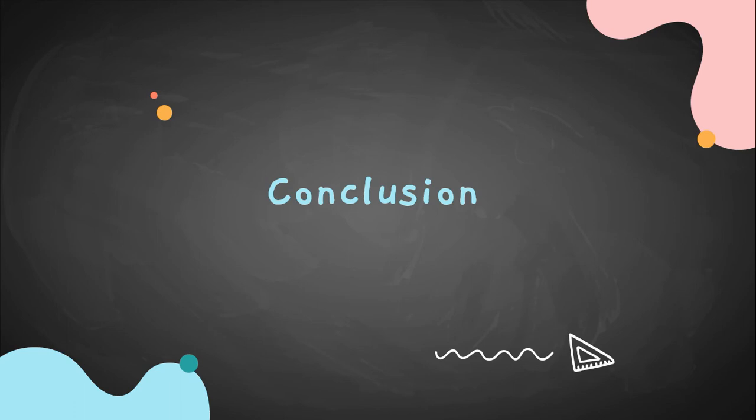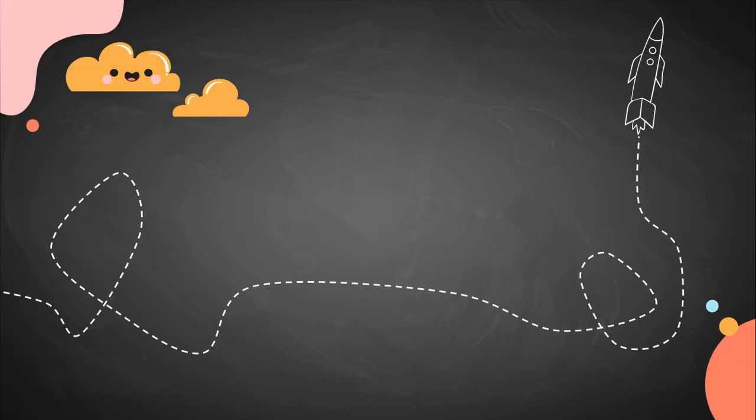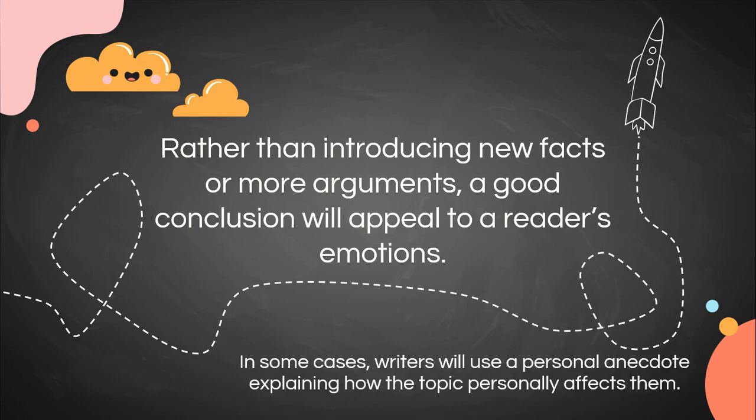The last part of an argumentative essay is the conclusion. It is just one paragraph that restates your thesis and summarizes all of the arguments made in your body paragraphs. Rather than introducing new facts or more arguments, a good conclusion will appeal to a reader's emotions. In some cases, writers use personal anecdotes explaining how the topic personally affects them.